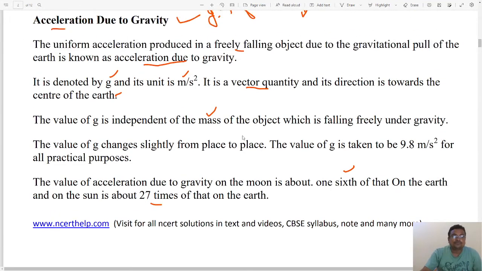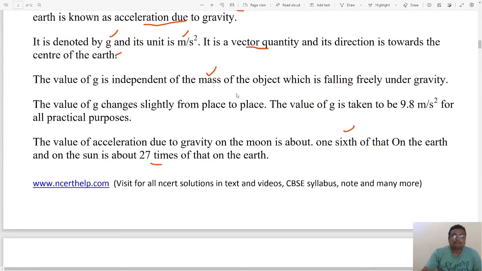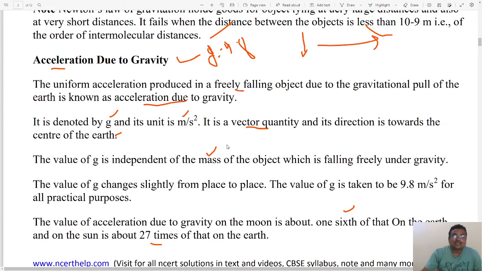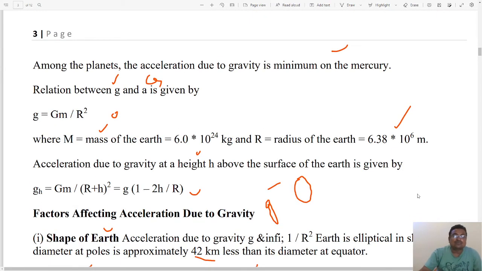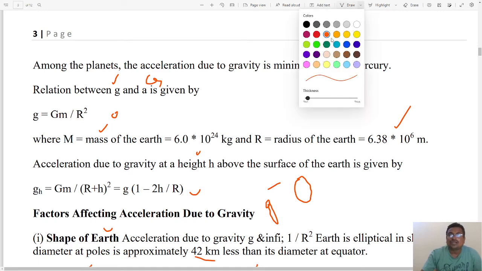Now about the g value. Acceleration due to gravity is represented by g, its SI unit is meter per second square, and it is a vector quantity. The acceleration due to gravity is independent of the mass of an object, heavy or light. This value is 9.8 meter per second square. And the relation between small g and capital G: the small g is acceleration due to gravity, and capital G is the gravitational constant. The acceleration due to gravity is minimum on the surface of the planet Mercury.